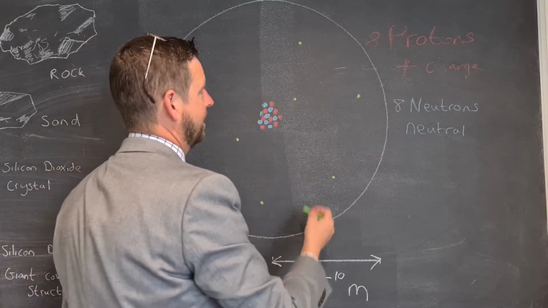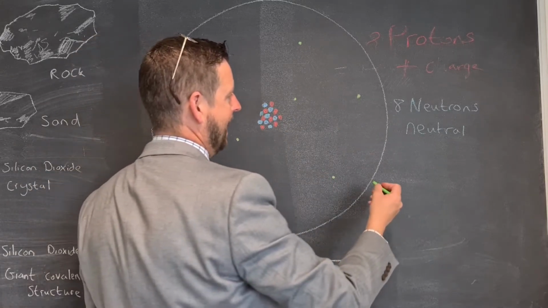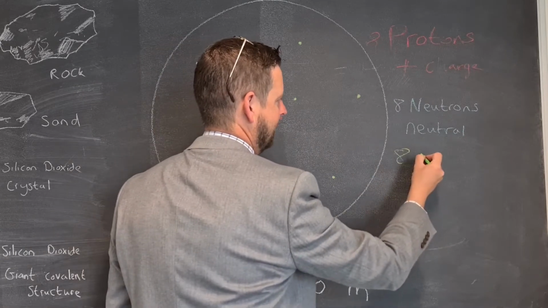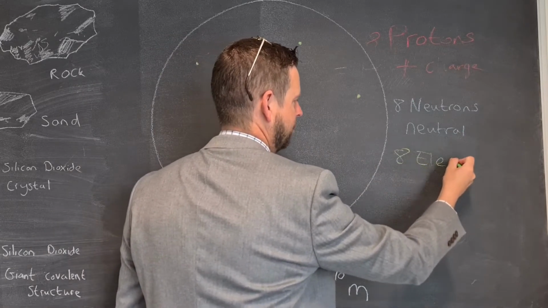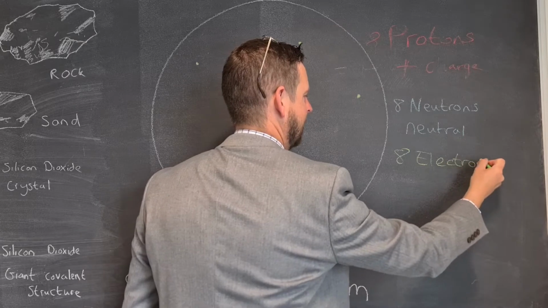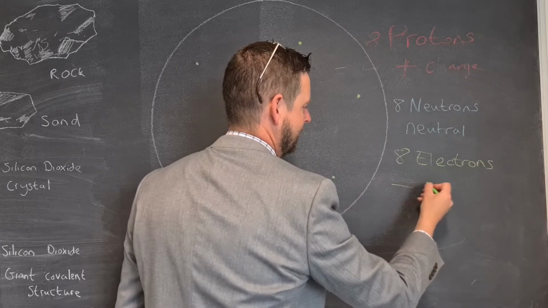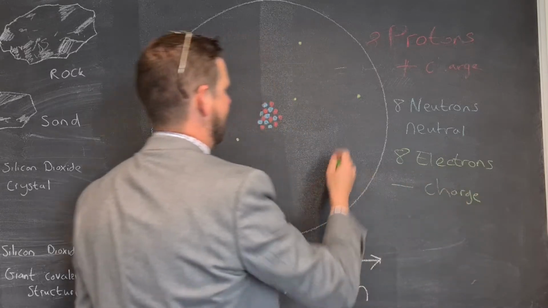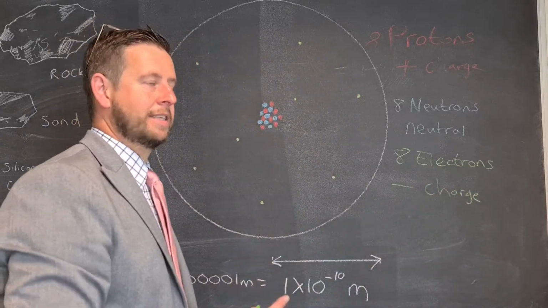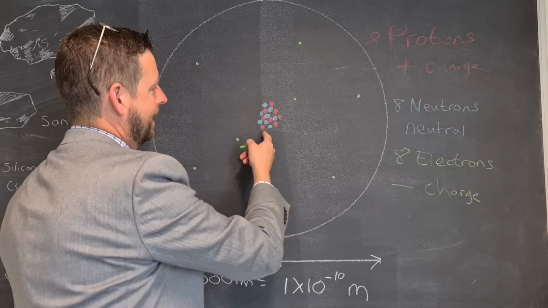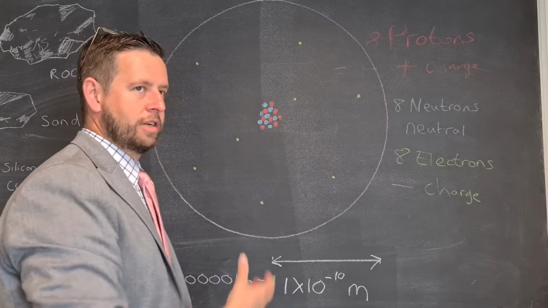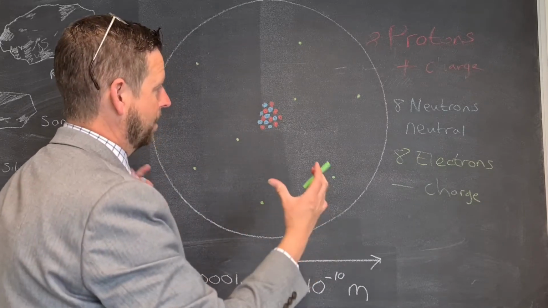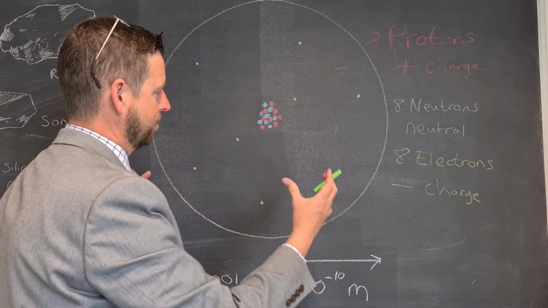Around the outside, in this atom, we have 8 electrons. And these have a negative charge. Being 8 in total and all having 1 negative charge each, they completely cancel out with the positive charge at the centre of the atom, making the whole atom electrically neutral.